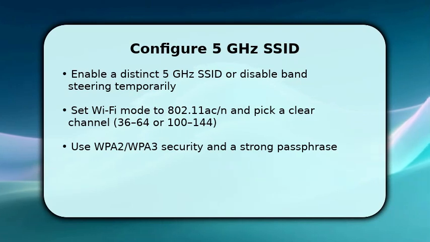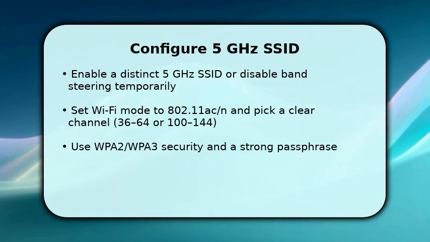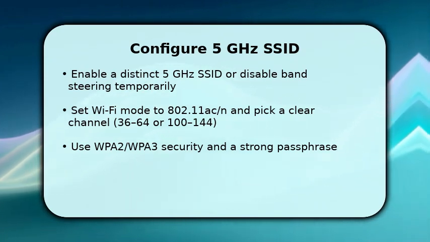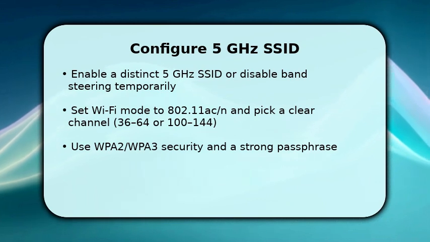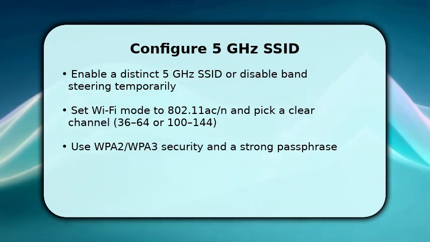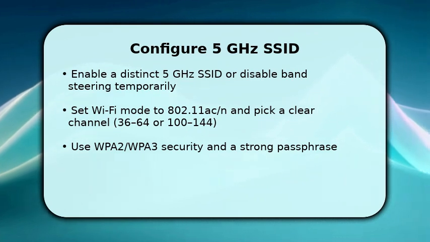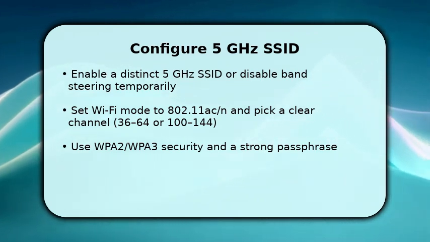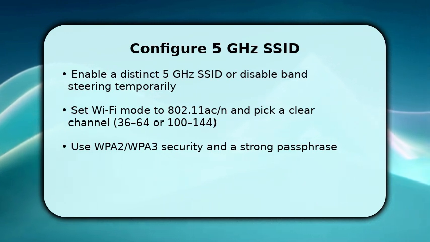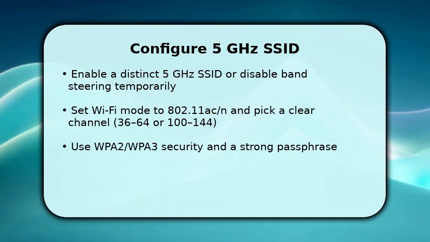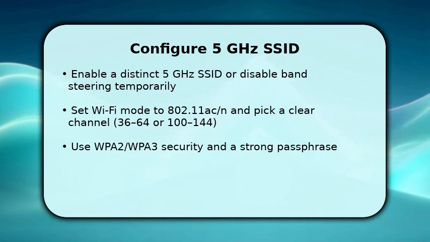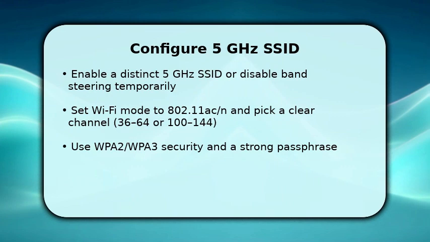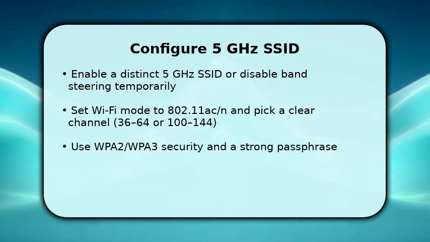Now make the 5 GHz network visible and friendly to your phone. Log into the router, create a clear 5 GHz SSID, or turn off band steering so the phone sees both bands separately. This helps selection. Set the radio to 802.11 AC/N for best compatibility and choose a non-crowded channel in the 36-64 or 100-144 range. Use WPA2 or WPA3 encryption and a strong passphrase. Once saved, scan for that SSID on your phone and attempt to join.